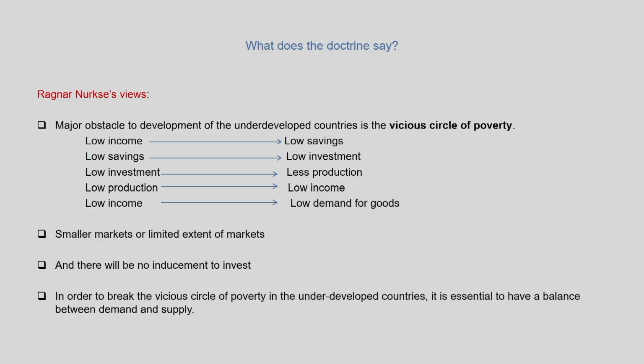So to sum up, I introduced you to the balanced growth doctrine through Ragnar Nurkse's ideas, because it had a lot of influence in development thinking, particularly in the context of the underdeveloped countries, and it had a lot of implications to what happened with respect to growth and development in the post-structural adjustment program period.